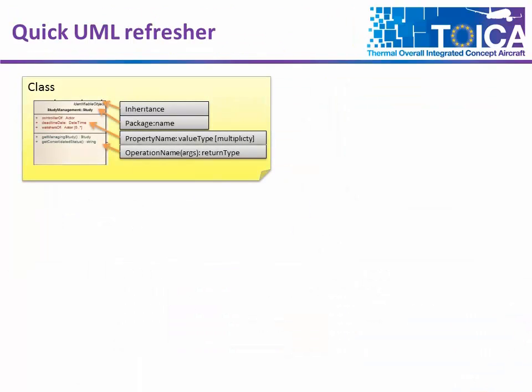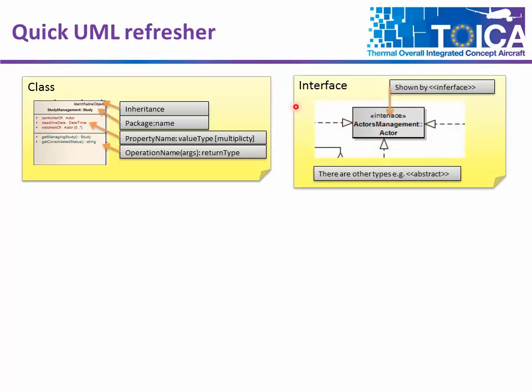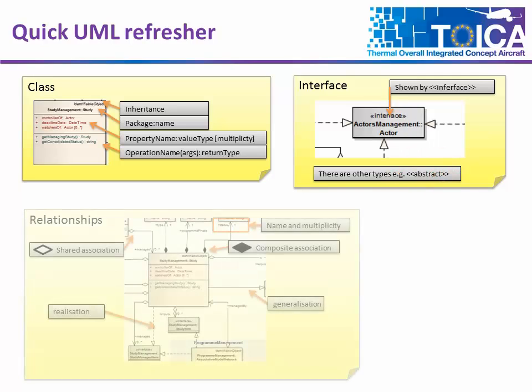Just a quick UML refresher. A class looks like this. The italics at the top show the inheritance of that class, and then it has the package name followed by the name of the class. The brown section at the top are the properties for that class, and the greenish colour are the operations for that class. An interface has this interface text at the top. There are other types of objects such as abstract as well.